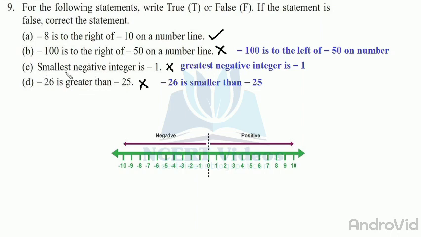And C part, greatest negative integer is minus 1. Now the opposite. Then last part, minus 26 is smaller than minus 25 because minus 25 is towards right hand side of minus 26. So that was your question 9.